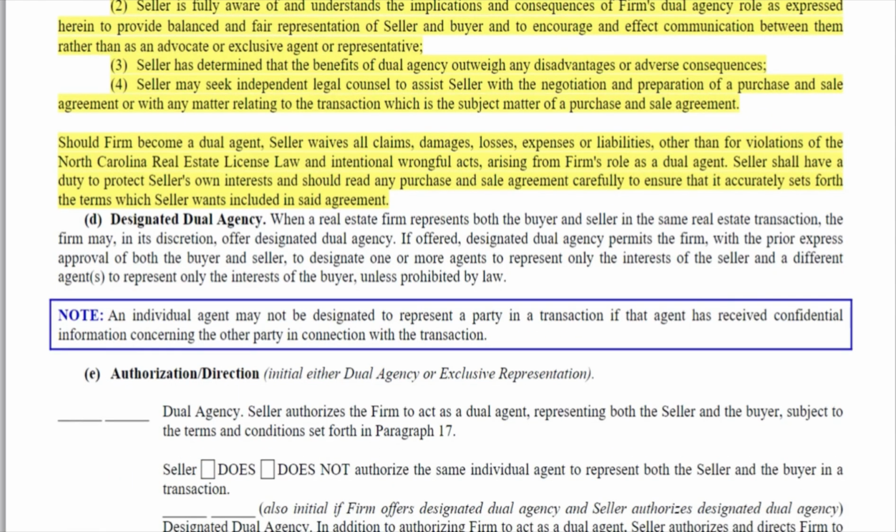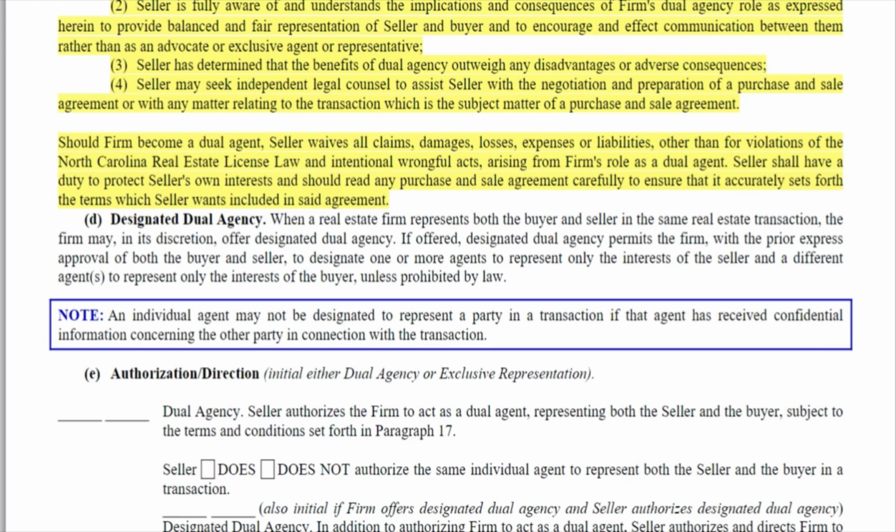And should the firm become a dual agent, the seller waives all claims, damages, losses, expenses, or liabilities other than for violation of the North Carolina real estate license law and intentional wrongful acts arising from firm's role as a dual agent. Sellers shall have a duty to protect seller's own interests and should read any purchase and sales agreement carefully to ensure that it accurately sets forth the terms which the seller wants to include in said agreement. So that is pretty self-explanatory.